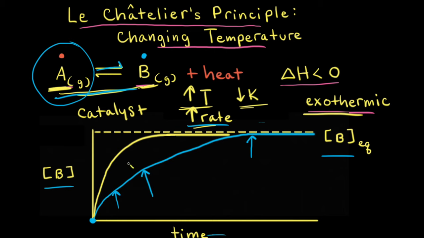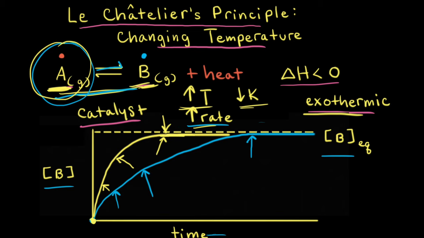The yellow line represents the reaction with a catalyst added. So once again, we're starting with only A. So when time is equal to zero, the concentration of B is equal to zero. And as time increases, A turns into B, so the concentration of B increases. And eventually, the concentration of B becomes constant and the reaction reaches equilibrium. Notice that the reaction reached equilibrium much faster with the addition of the catalyst than it did without the catalyst. So the addition of a catalyst allows a reaction to reach equilibrium faster.